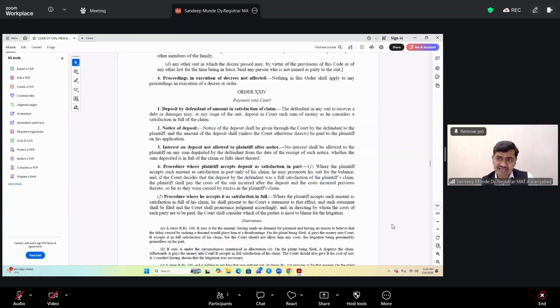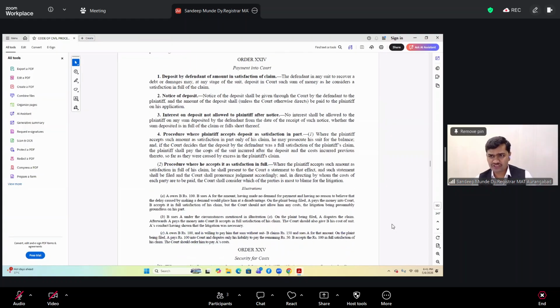When the defendant is ready to satisfy the claim, whatever the amount he may deposit into the court, the court will proceed to pass the order. Once he deposits the amount into the court and notice has been given to the plaintiff, there will not be interest on deposit allowed to the plaintiff after that. This is Order 24, a very short order.